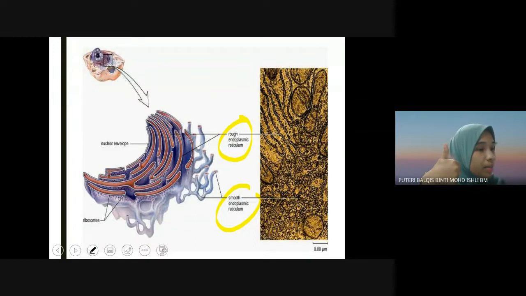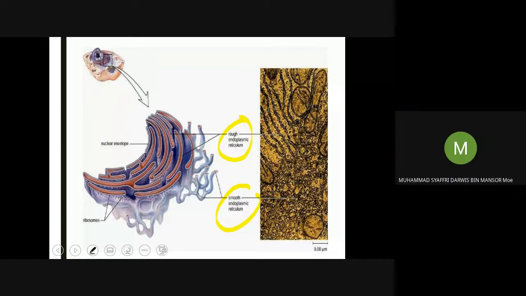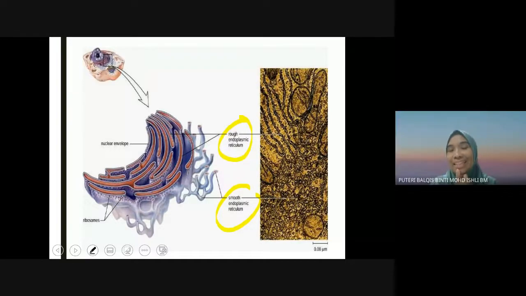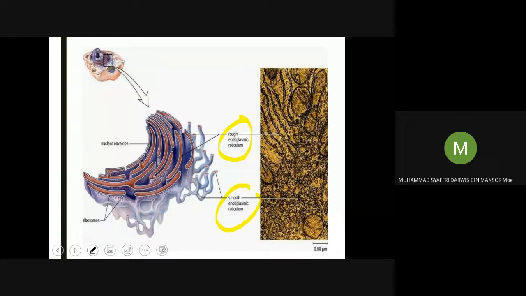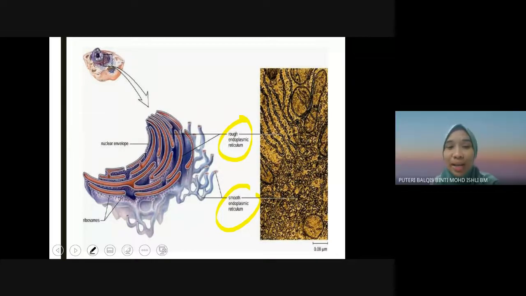And then Shafri, lagi difference. Apa beza rough ER and smooth ER? Rough ER ni dia macam panjang-panjang sikit. Panjang. Okay. Rough ER panjang-panjang. Okay, smooth ER pendek-pendek. Bulat-bulat. Okay, boleh bulat-bulat. Okay, good. Good try. Lagi siapa lagi? Carmila.